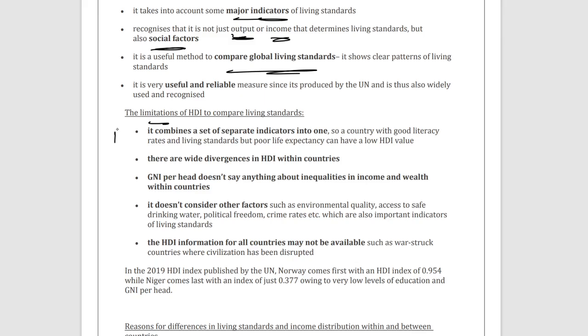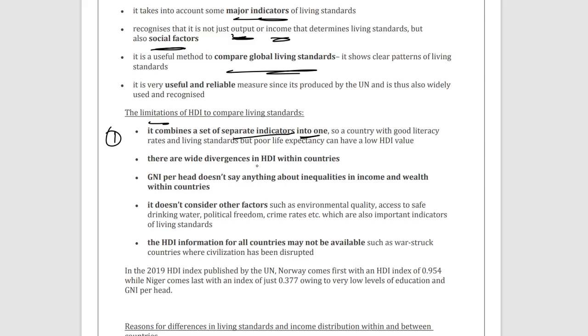So let's start off. The first one is that it combines a set of separate indicators into one. Okay, meaning this country might have really good health, really good education, but the income is very low. Or you can say this country has very good health but bad education. Okay, it combines all these indicators. You don't know where the flaw is. Okay, so that's the problem there.